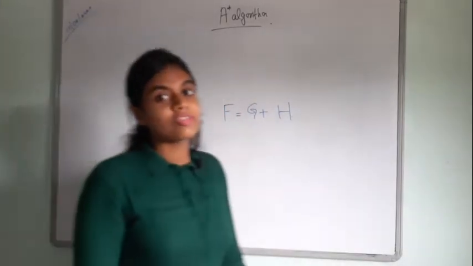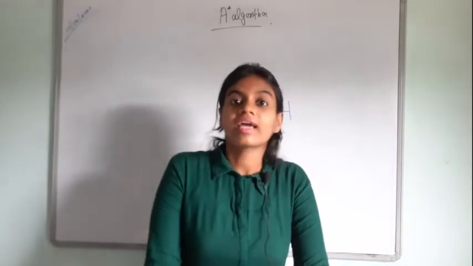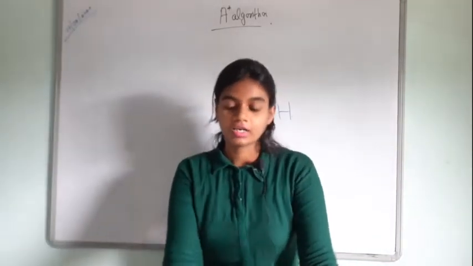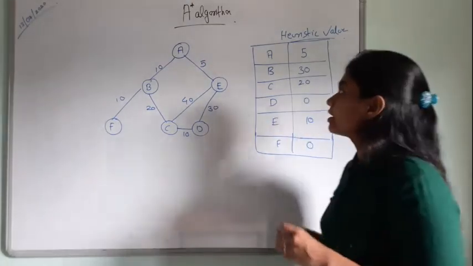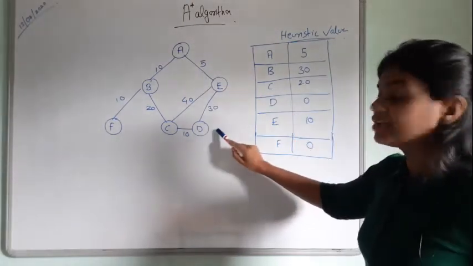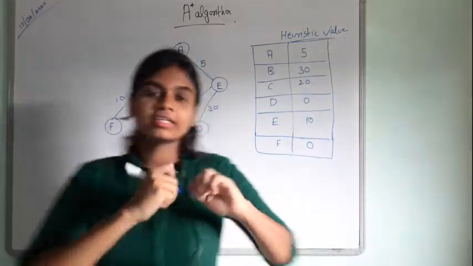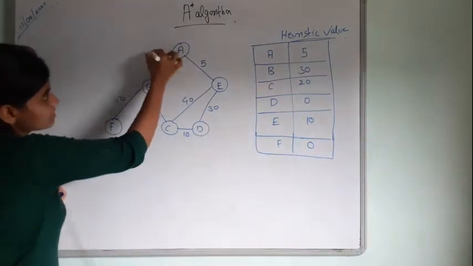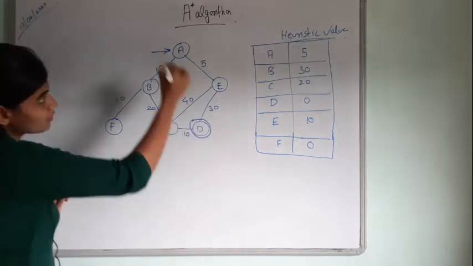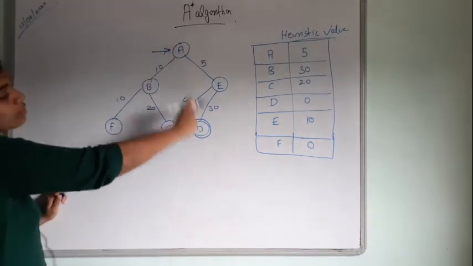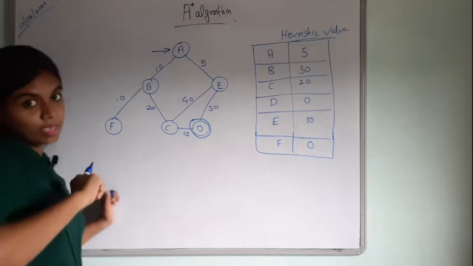Now I'll teach you an example so you can understand the A-star algorithm. So let's start. This is the example of the A-star algorithm. A is the start node and D is the goal node. I will write here that A is the start node and D is the goal node. We have to start from this node and reach the goal node with the cheapest path of the nodes.